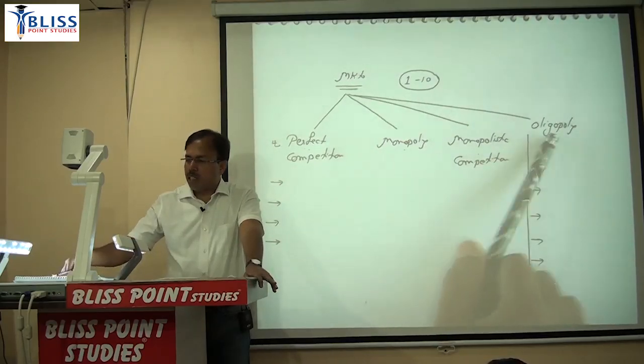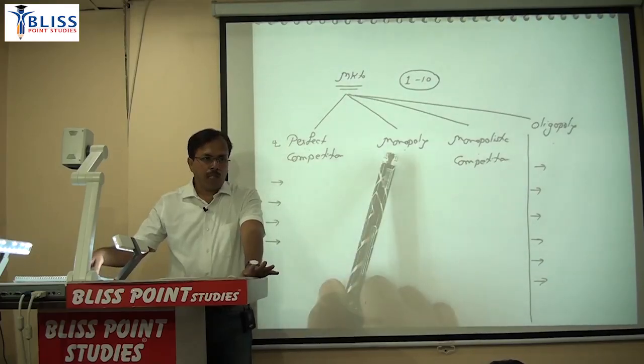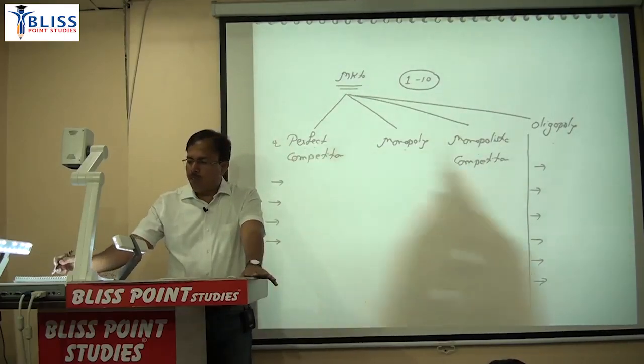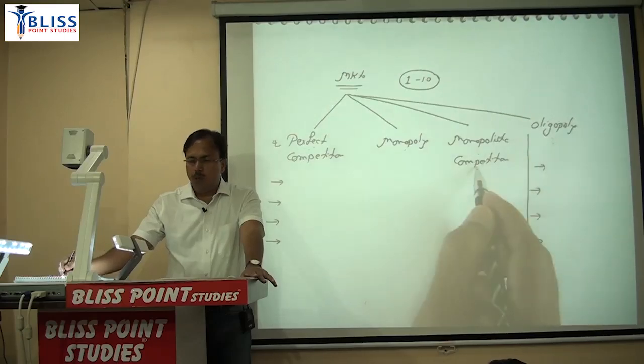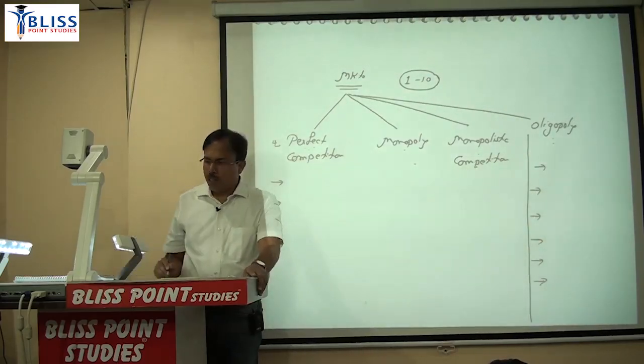But first thing, these are the 4 different markets we have to study. ठीक है, ये 4 मार्केट है जो आपको पढ़ने हैं. We will start with competition, then we will move to oligopoly, then monopolistic, and then monopoly as per the priority.